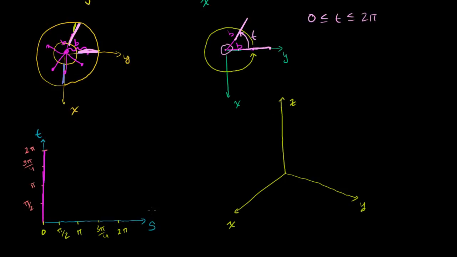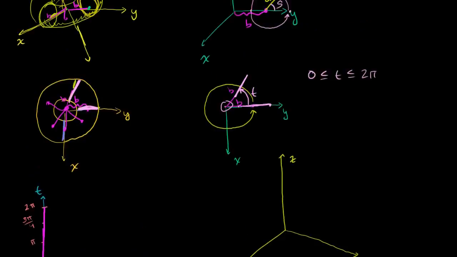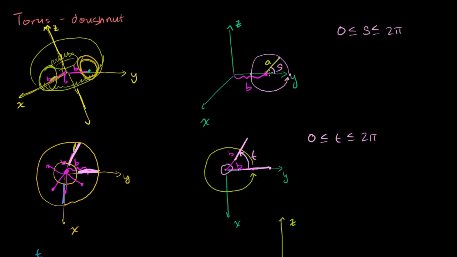Z-axis. Now remember, when s is equal to 0, that means we haven't rotated around this circle at all. That means we're out here. We're going to be b away and then a away again, right? We haven't rotated around this at all. We're setting s is equal to 0.